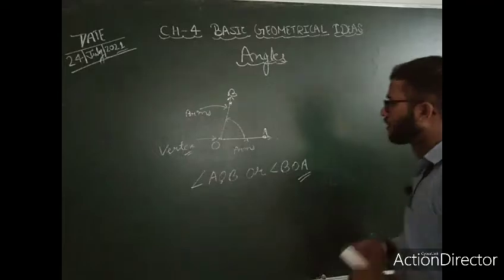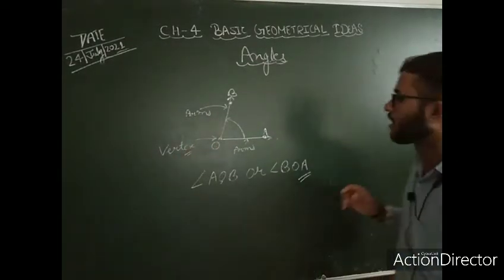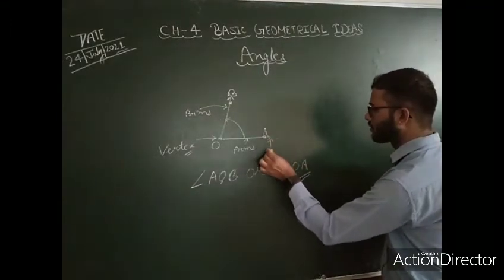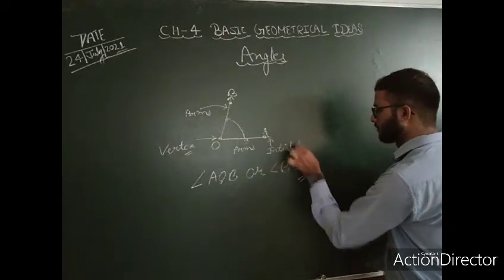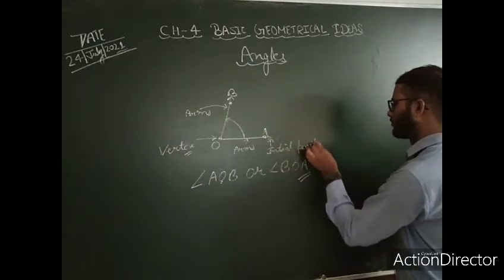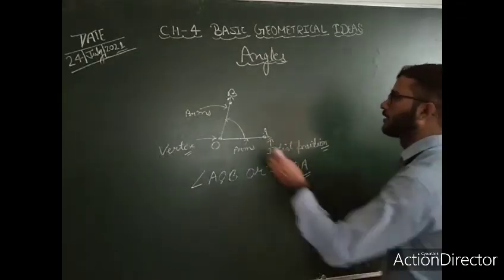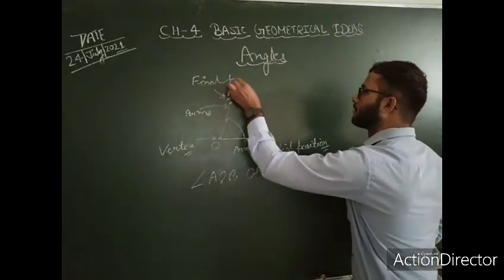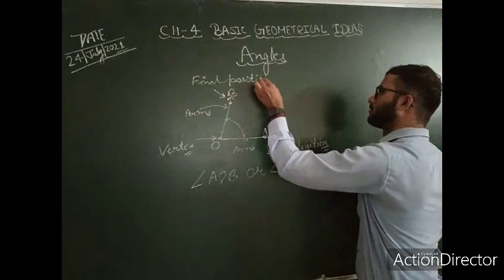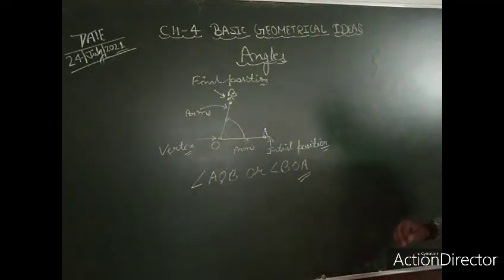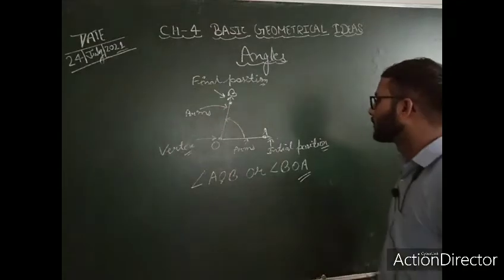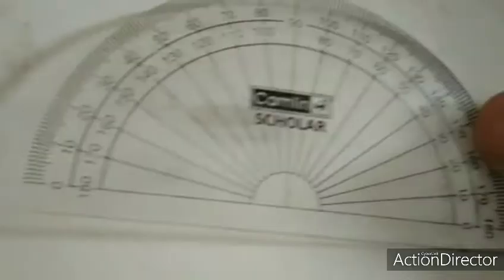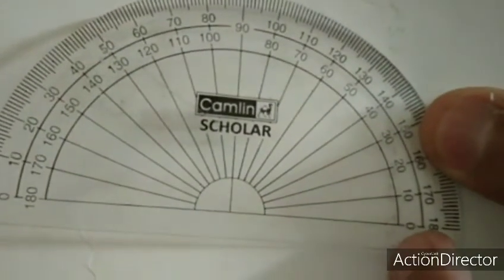Now, how do we measure an angle? You all know that this is the initial position of the ray, and this is the final position of the ray. So how do we measure an angle? Here we use an instrument which is known as a protractor. Here this is the initial point.